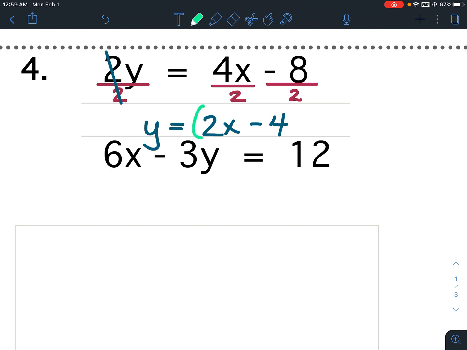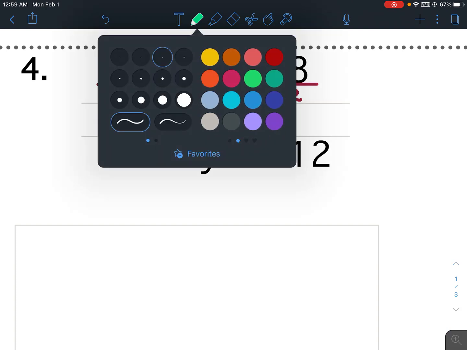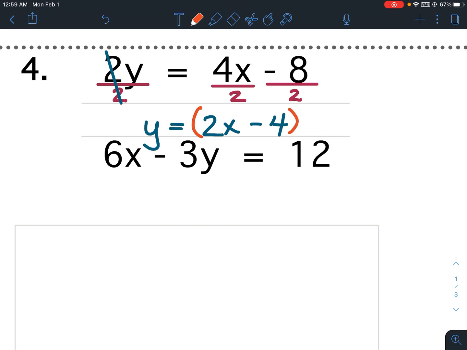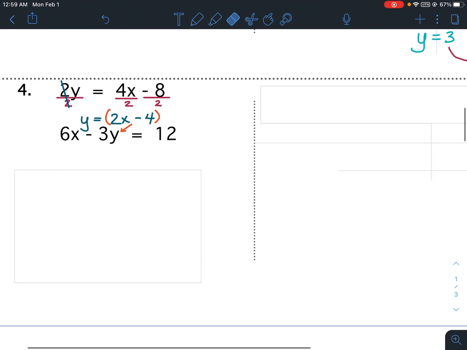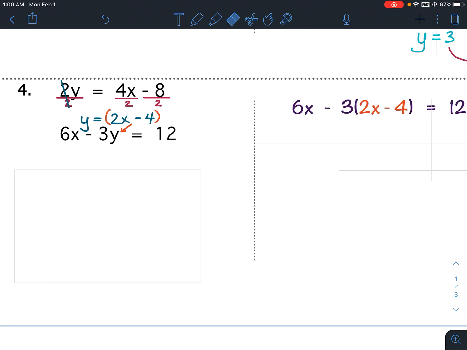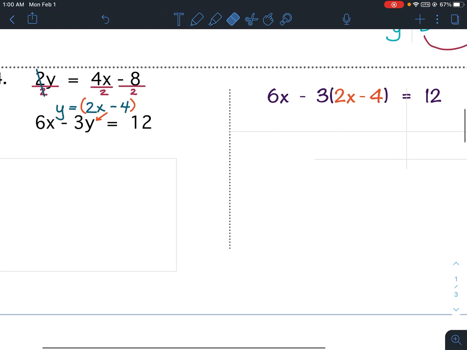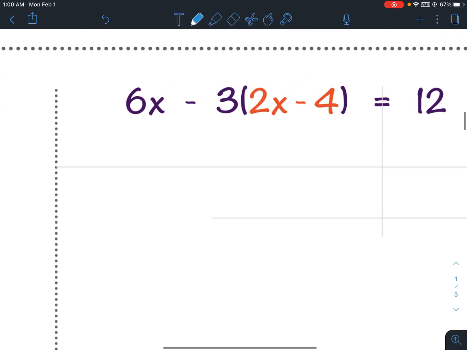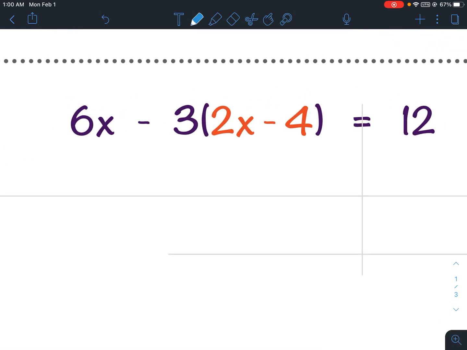So we're going to take this and substitute it in for this y. So that will look like 6x minus 3 times the quantity 2x minus 4 equals 12. So we took this right here and replaced the y. All right, so this is a multi-step equation. You need to be careful because that is a negative 3.